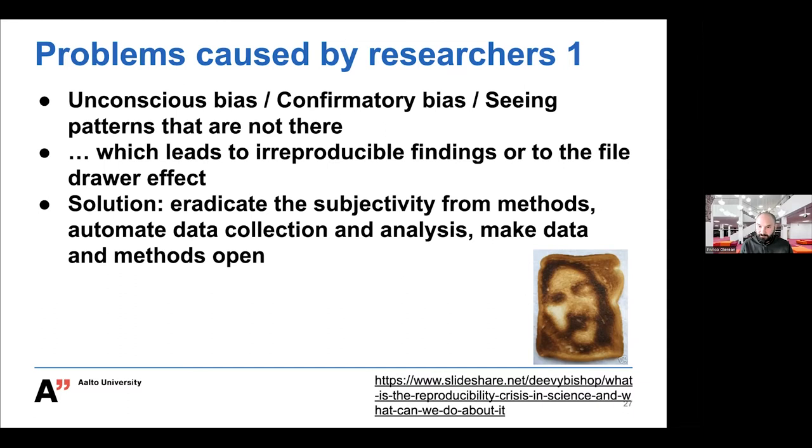And this can be some sort of a bias, like, as Dorothy Bishop says, kind of seeing Jesus on toast. This is just a random coincidence that this slice of toast looks like the face of Jesus. But in practice, if we are so much into our own research and we want to see a pattern, we're going to see it. It's the confirmation bias, even though the pattern actually is not there. And of course, claiming that we saw the pattern that we were expecting leads to irreproducible findings.